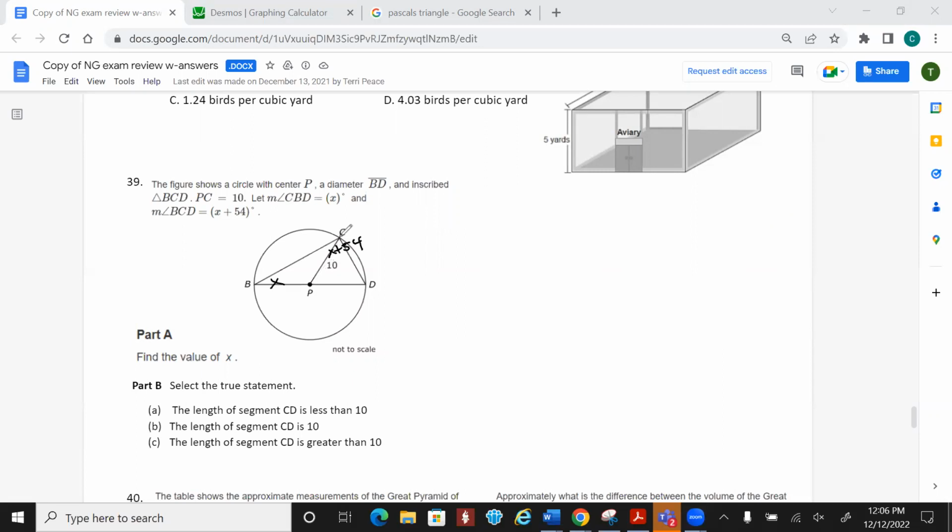And then we have this guy right here. So this isn't telling us if it's a right angle or not. Like, we don't know that for sure. So we got X plus 54, and then we got an unknown angle over here. But we know that these two should be the same, right? Roughly. So how do we go about solving this?